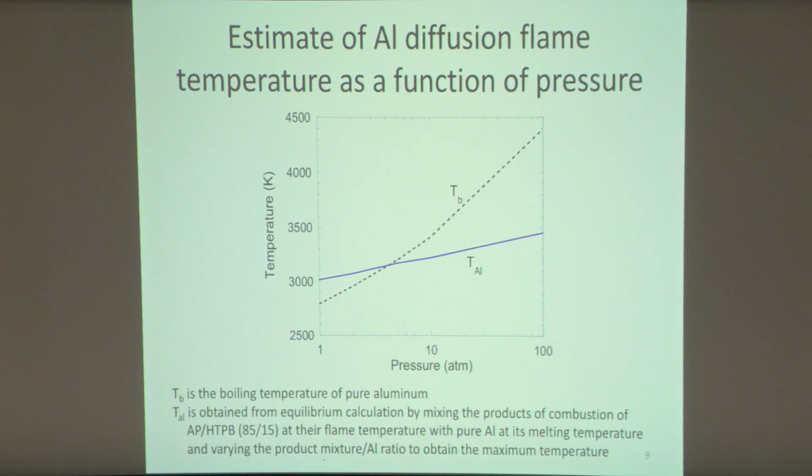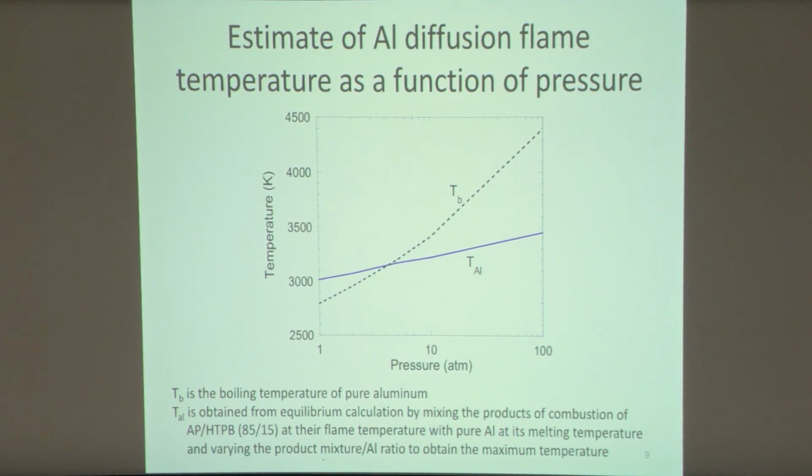So what I did is I went back and did some equilibrium calculations because I wanted to estimate the aluminum diffusion flame temperature as a function of pressure. The way I did this was I first took a mixture of AP and HTPB in the right ratio that I just showed you before, and I calculated the adiabatic flame temperature. Then I assumed I had aluminum being injected into that equilibrium mixture, with its initial temperature at the melt temperature of aluminum.